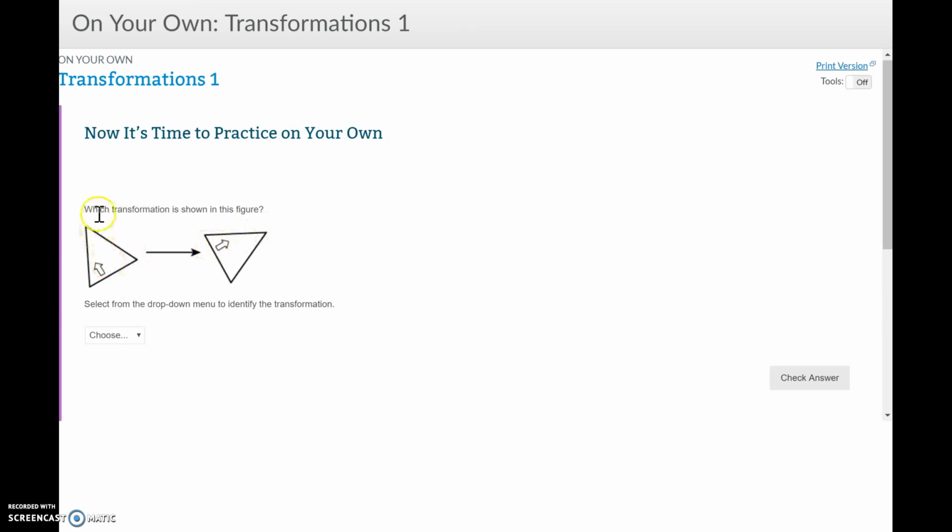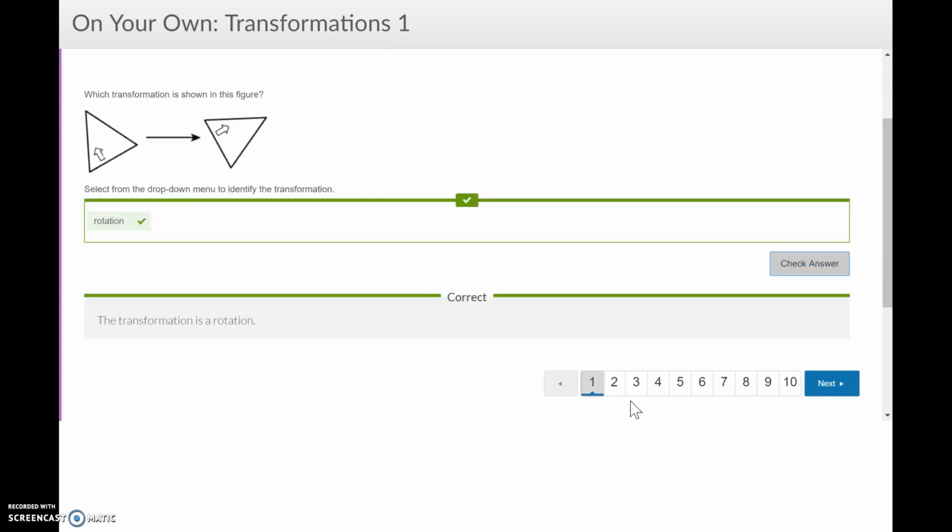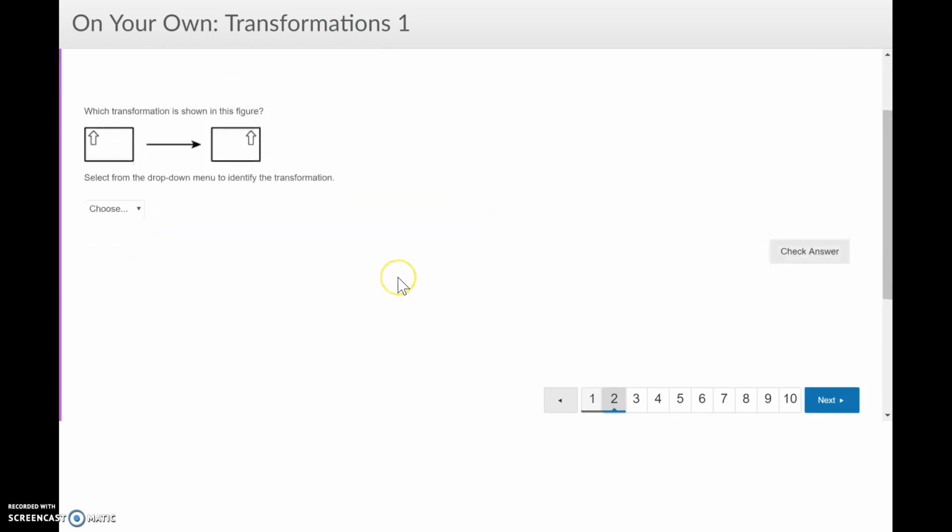That could only happen if we went around in a rotation. So let's try that. If we rotated this around, then the arrow would be pointing that way over here. Let's check that. That is correct. Let's try the next one.